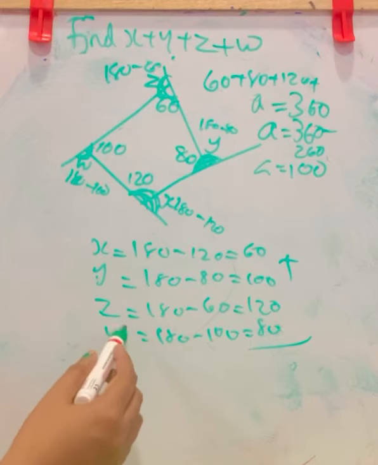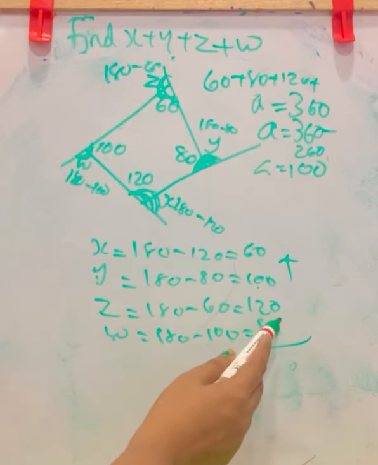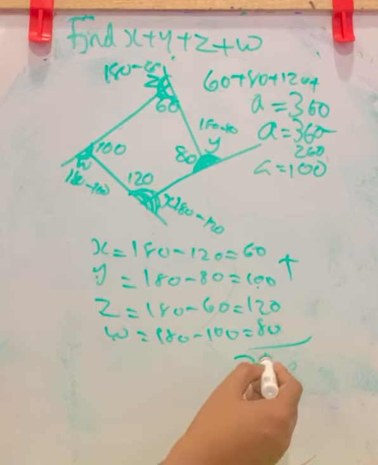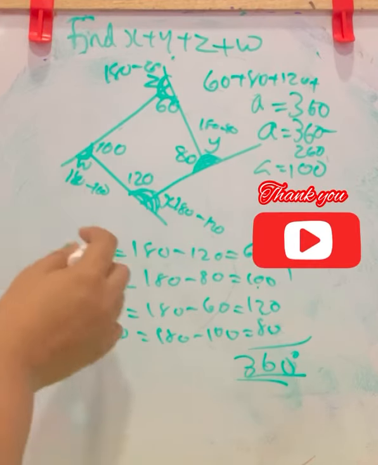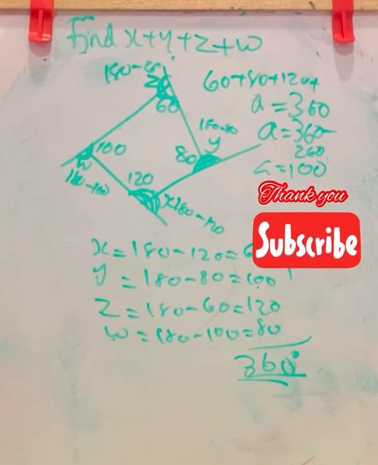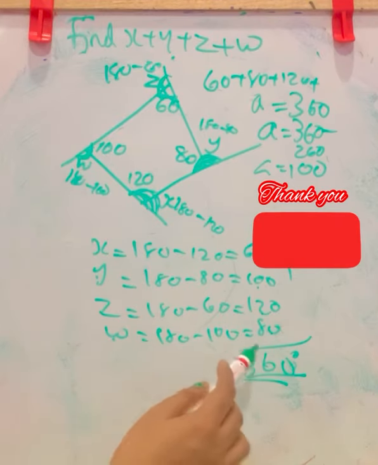So X plus Y plus Z plus W is the sum of these angles. X plus Y plus Z plus W means 60 plus 100 plus 120 plus 80, and that is 360. So the sum of the exterior angles of a quadrilateral, we got 360.